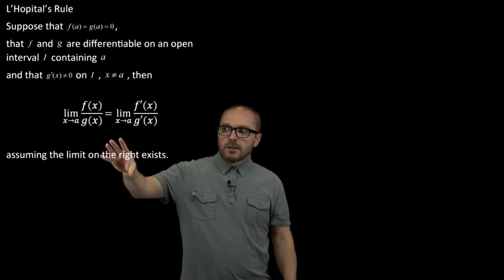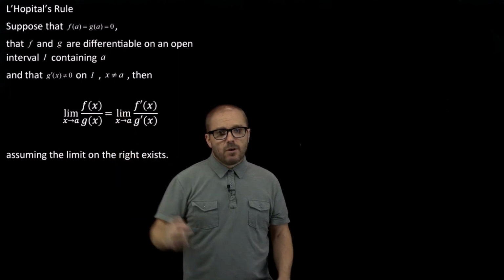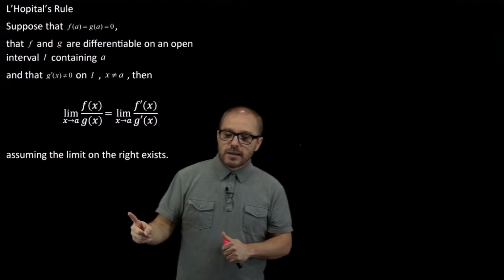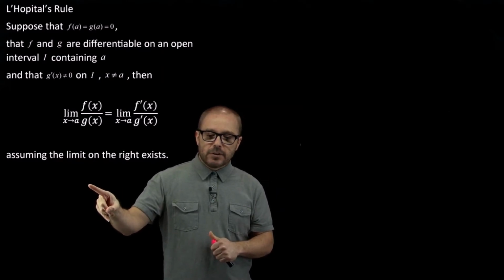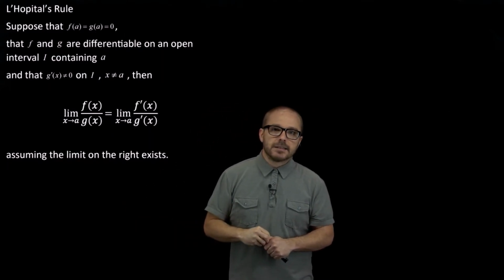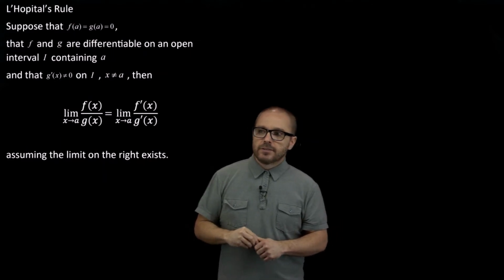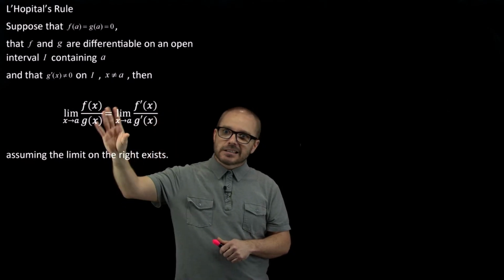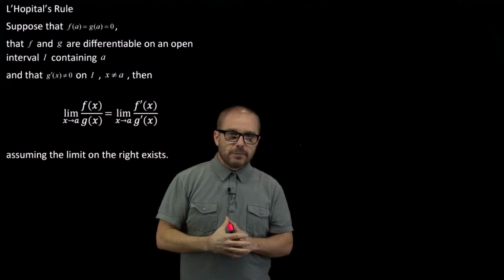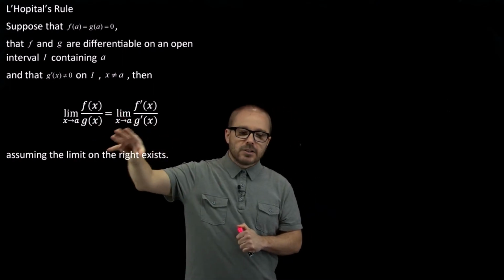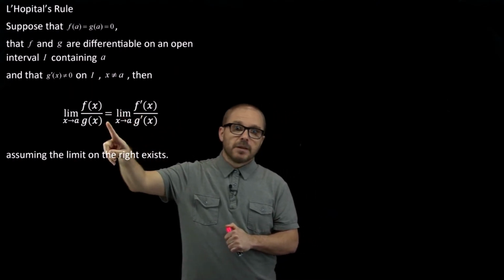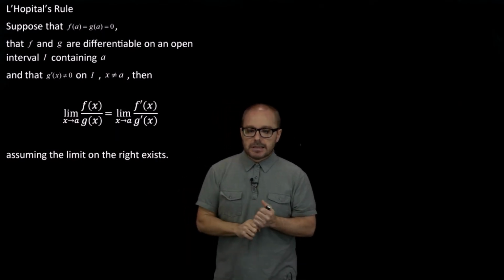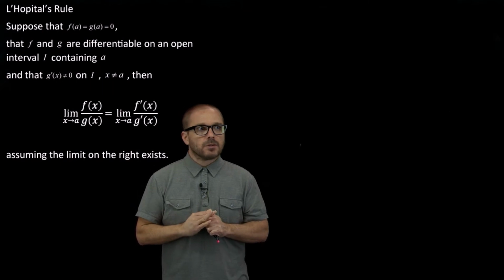So pretty much with the stuff we deal with, if it's 0 over 0, then we're going to be able to use L'Hopital's rule. The last thing here is that we have to be a little bit careful. It says assuming the limit on the right exists. So if we apply this and the new expression's limit doesn't exist, that doesn't necessarily mean the original limit doesn't exist. So long as you get something here that does exist, then that's what the original limit is. So let's look at an example so you can see how we use L'Hopital's rule.